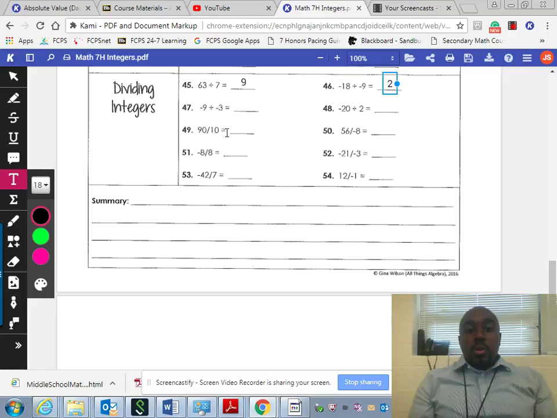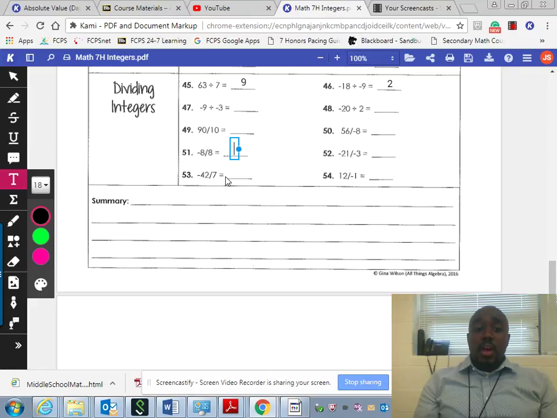Okay, let's do one where there are different signs. Here we go. Number 51. We have -8 divided by +8, different signs. And we know that 8 divided by 8 is 1. So the answer is going to be -1.